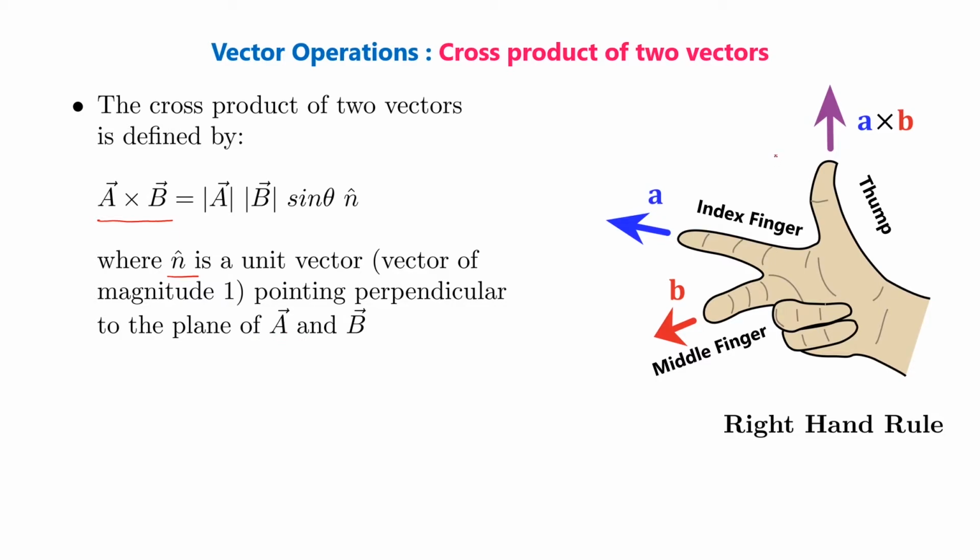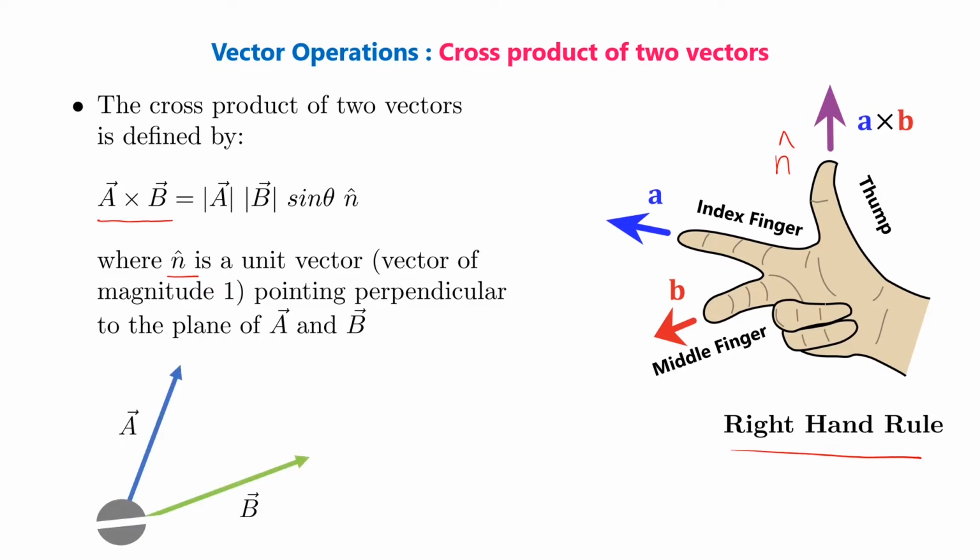The direction of the unit vector n hat can be understood by the right hand rule, wherein if we consider the first vector as lying along the direction of the index finger and the second vector as lying along the direction of the middle finger, the direction along which the thumb will point will give the direction of the unit vector. Another technique to understand the direction of the unit vector n hat is the right hand screw rule.